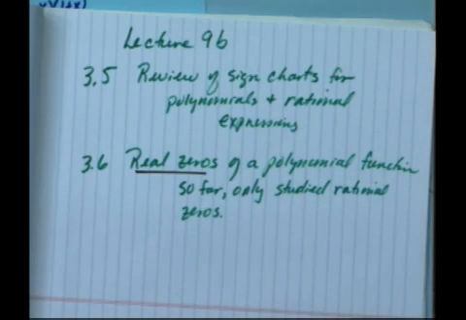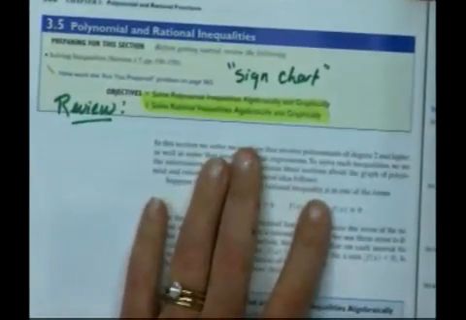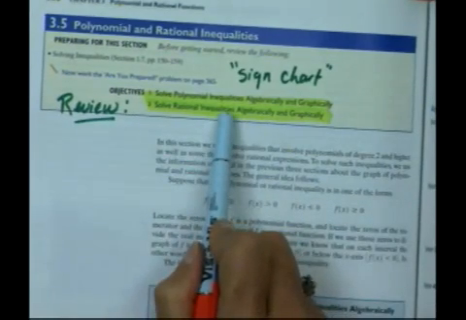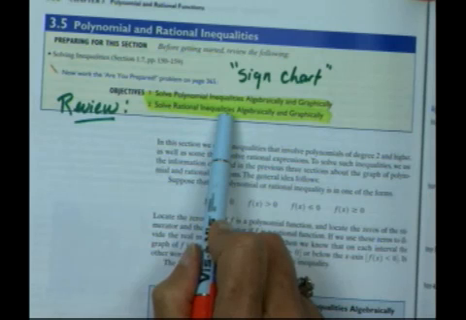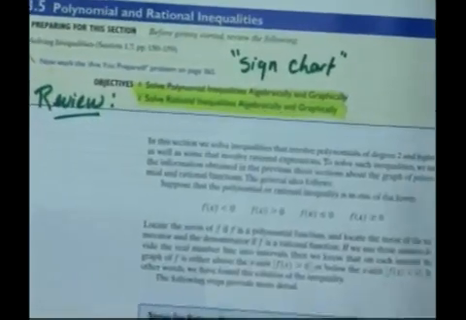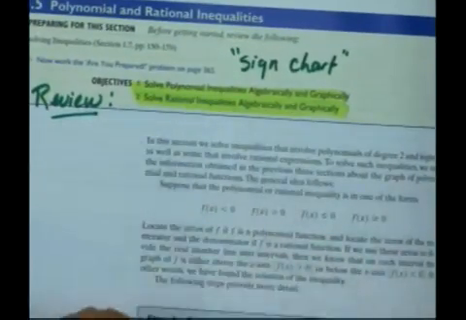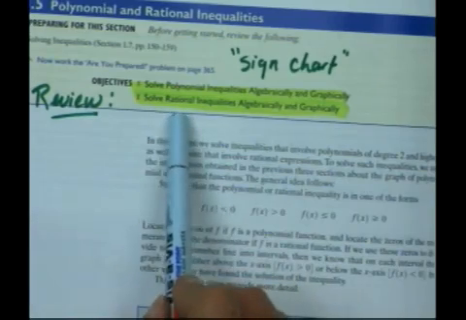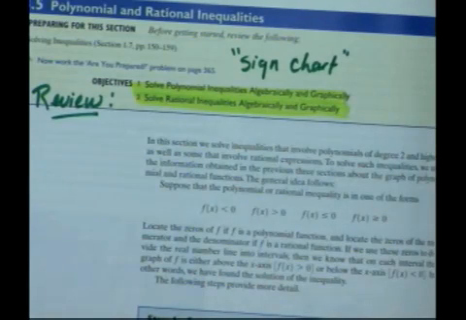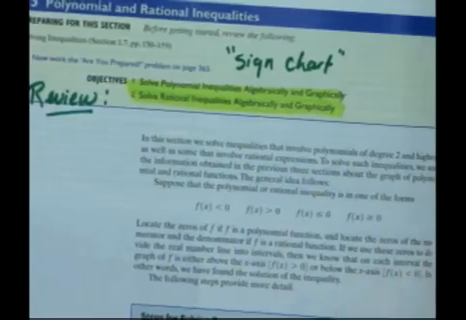All right, so in section 3.5, I just called it a review and a sign chart. We're going to take a polynomial inequality, and actually in this section we're really just looking at expressions. We're not even looking at functions. Our examples are expressions. That's why I said it could be in a review chapter or chapter 1, and rational inequalities.